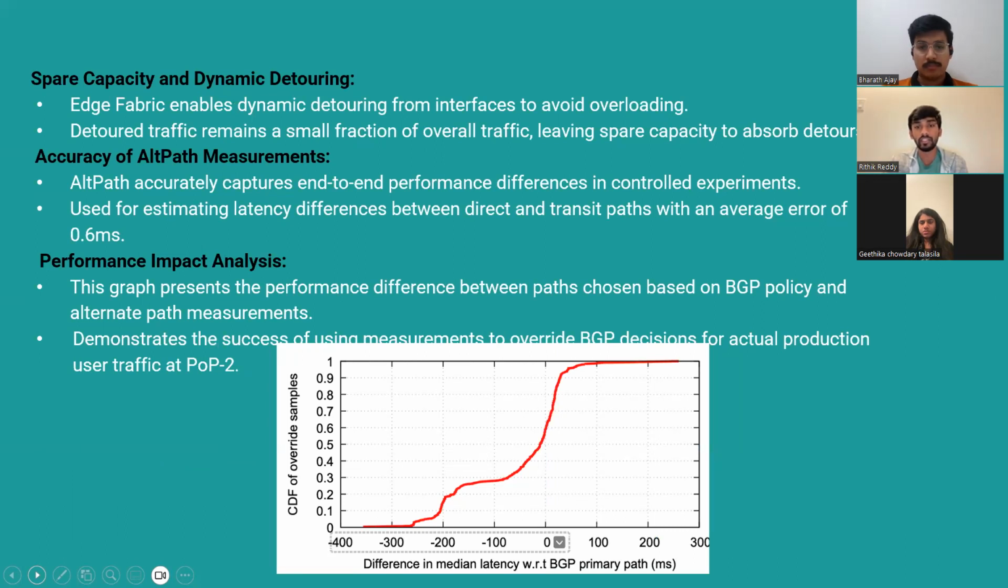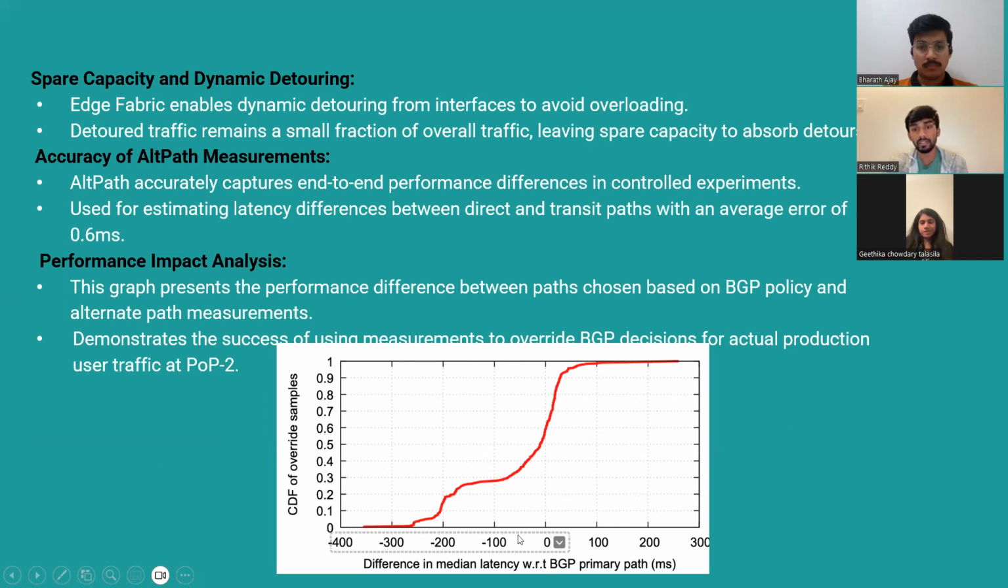These are also results of Edge Fabric, one being spare capacity and dynamic detour. Edge Fabric enables dynamic detour from an interface to avoid overloading. Detoured traffic remains a fraction of overall traffic, leaving spare capacity to absorb detours.